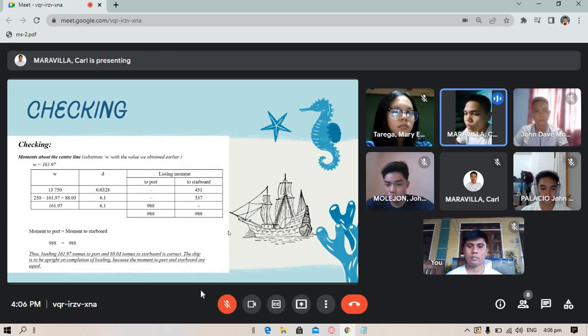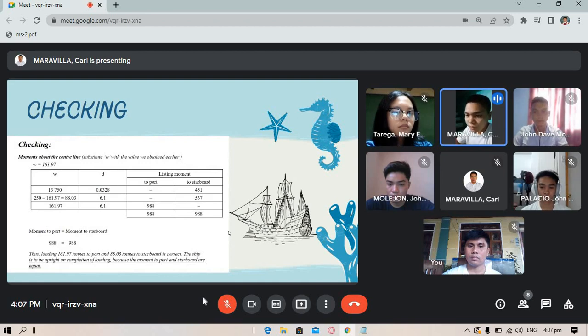For the listing moment to port, we have 161.97 multiplied by 6.1, which is also 988. So we have the final moment to both port and starboard, which is 988. We can say that the moment to port is equal to the moment to starboard, 988 equals 988. Thus, loading 161.97 tons to port and 88.03 tons to starboard is correct. The ship is upright on completion of loading because the moments to port and starboard are equal.